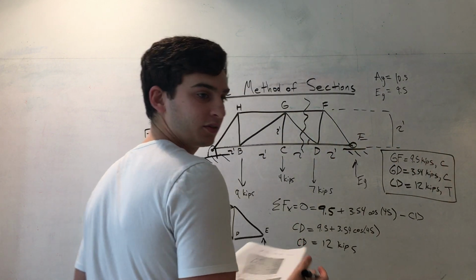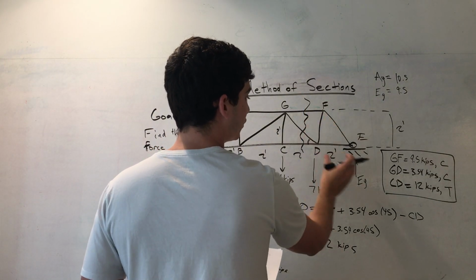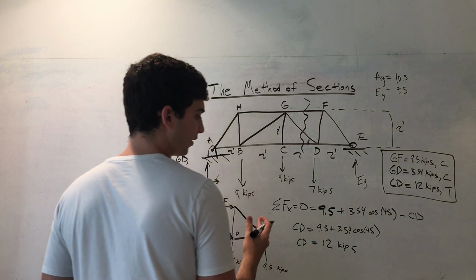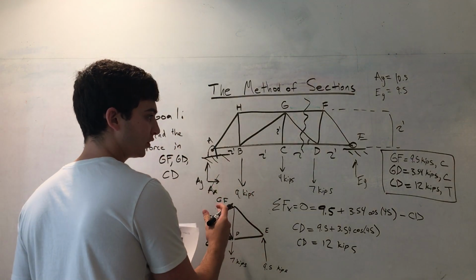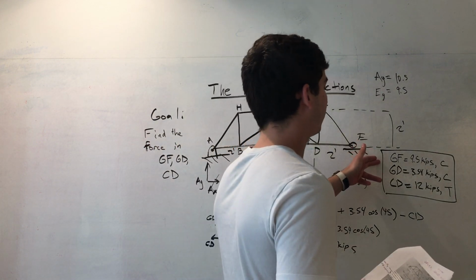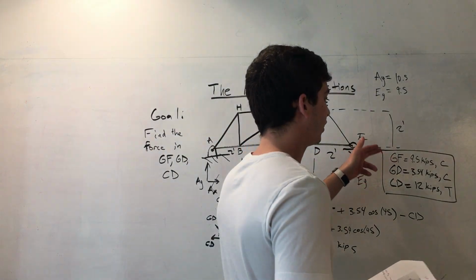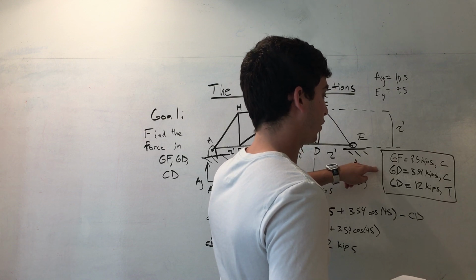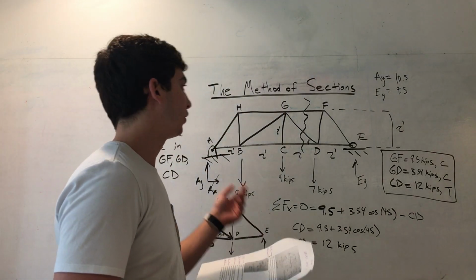So this is the method of sections. We cut the truss in half, looked at the side with the most knowns, then we took our free body diagram, drew our forces, and to solve for them, if they were negative, we knew they would switch from a tension to being a compression, and if they were positive, they were a tension. So now we have GF, we solved our three numbers and found that GF is 9.5 kips and it's a compression. GD is 3.54 kips and it's a compression, and CD is 12 kips and is a tension. Thank you. This has been the method of sections.